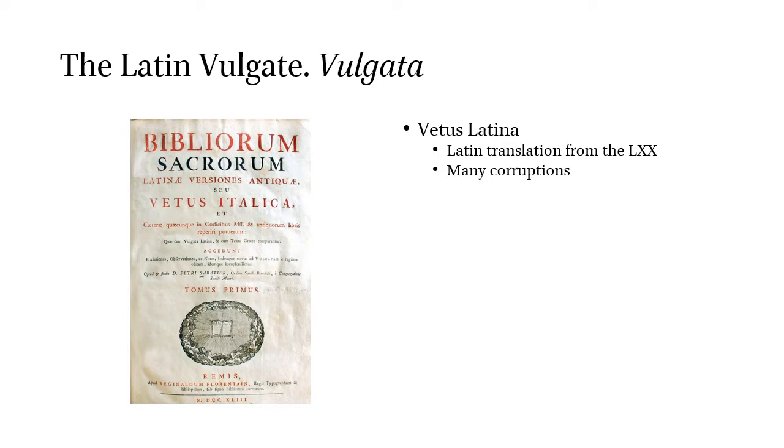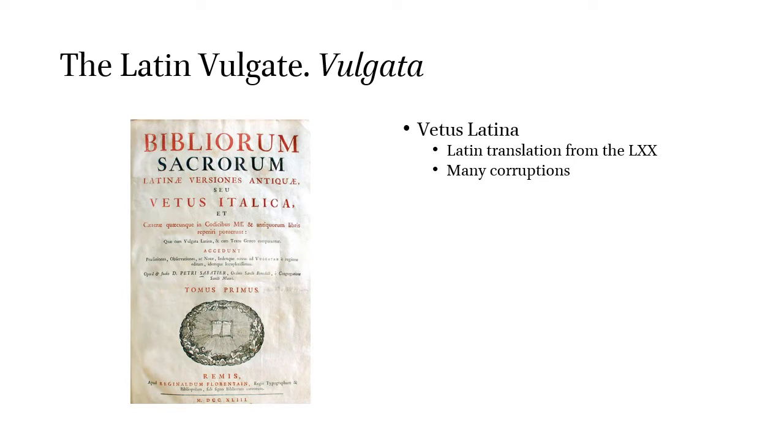And they call these the Old Latin, or the Vetus Latina. And the Old Latin, the Vetus Latina, was a Latin translation from the Septuagint. And so you've got the Septuagint coming from the Hebrew. So the Latin coming from the Greek is a Latin translation from the Greek translation, which comes from the Hebrew. And so you have sort of two steps involved here, going back to what the original would have been. And one of the characteristics of the Vetus Latina is that it has a lot of corruptions. That is to say, if you look at one Old Latin copy of Genesis, and compare it to another, they are often different.